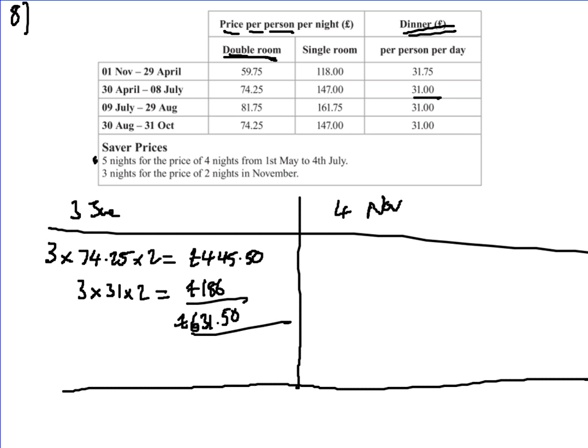Once we've done that, we'll work out on the other side, November. Now this has got a deal on 3 nights for the price of 2 nights. So they're going for 4 nights, so they'll only pay for 3 nights, won't they, because 1 night will be free. So 3 nights they'll pay for. It will cost them in November £59.75, and there's 2 of them, so we times that by 2.